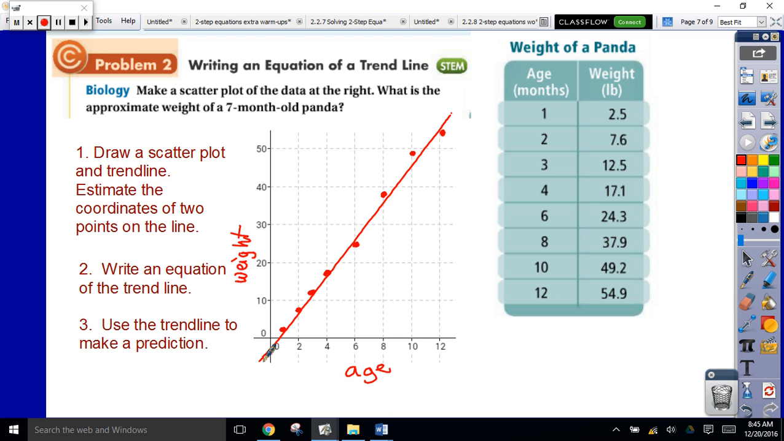Now we need to write an equation of the trend line, and we're going to do that by just estimating the coordinates of 2 points on the line. It's helpful if one of the points that they give you actually shows up on the line. I think, let me see what I used originally. I used the point (2, 7.6), so I used this one. And then I also used the point at 4, because these 2 points are very close to being on the line. In fact, they probably would be if my pen calibration wasn't off. So I'm going to use those 2 points.